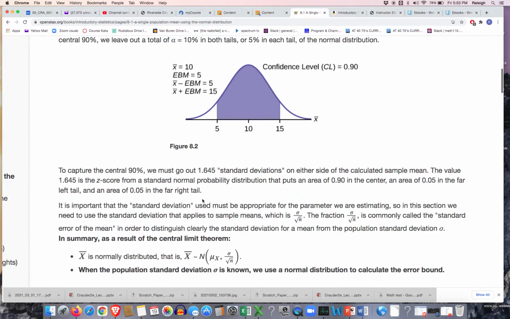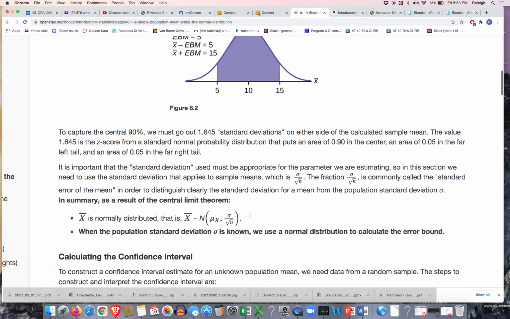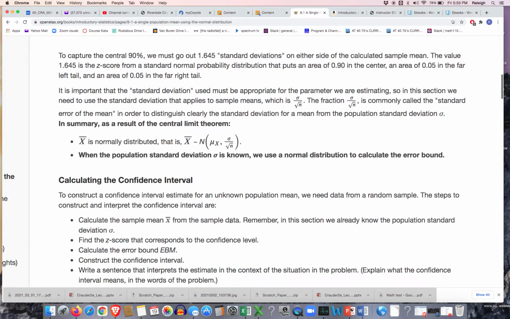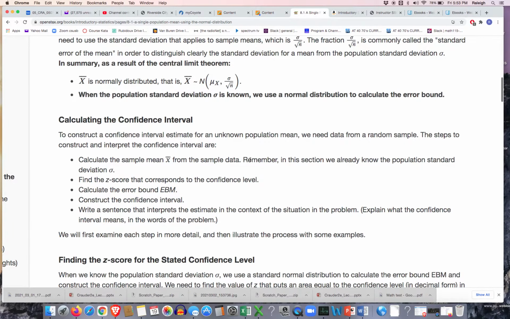Okay, let's see here. It's important that the standard deviation used must be appropriate to the parameter we're estimating. So here we need to use a standard deviation that applies to the sample means, which of course is sigma over square root of n, also known as the standard error or standard error of the mean, even SEM. I've seen that abbreviation too. We can distinguish clearly the standard deviation for a mean from the population standard deviation. So we have said all this before, and they're just reiterating the central limit theorem, the key parts of it. Now to calculate the confidence interval, we need data from a random sample, and the steps to construct and interpret them are: calculate x bar.